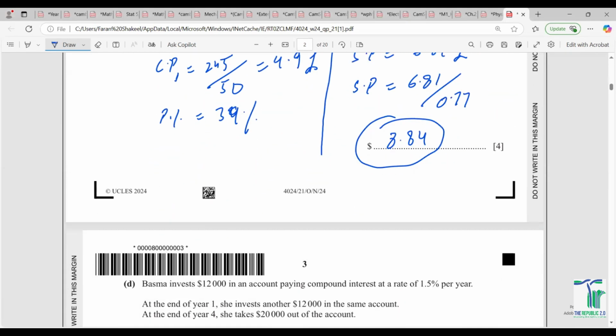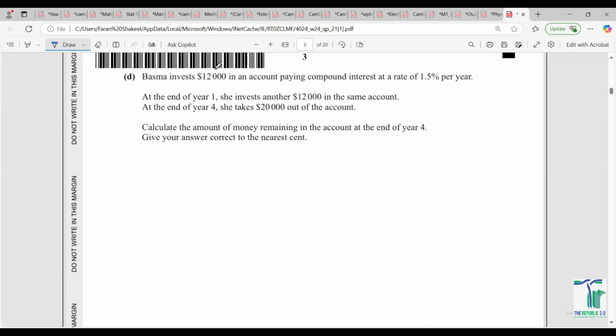Okay. Now, in the D part, Bisma is going to invest 12,000 in an account paying compound interest at a rate of 1.5% per year. At the end of year one, she invests another $12,000 in the same account. At the end of year four, she takes $20,000 out of that account. Question number D. So Bisma is going to invest 12,000 in the account paying compound interest at a rate of 1.5% per year. At the end of year one, she invests another $12,000 in the same account.